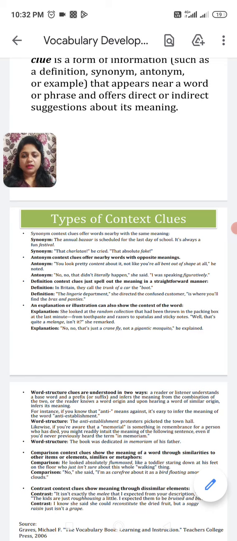Synonyms are the words having similar meaning. Antonyms are the words of opposite meaning. Here I have explained and also given the definition of synonym and antonym on the present page.